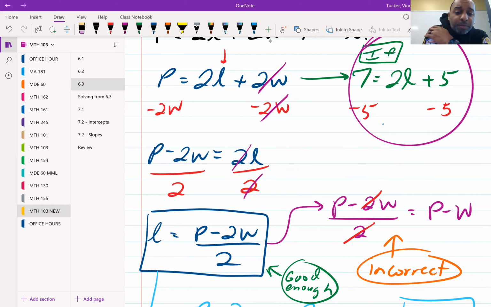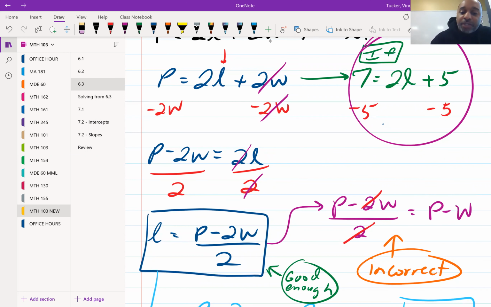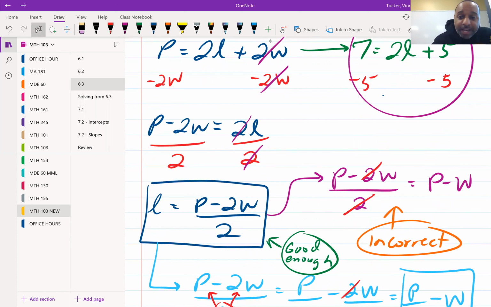A lot of people, though, will see that 2 in the numerator and 2 in the denominator and want to cancel them. So I just want to make sure we see what you can and cannot do if you decide to go further past this expression. Here, notice it says incorrect in orange. What you cannot do is cancel out those 2's and have P minus W. This is incorrect.